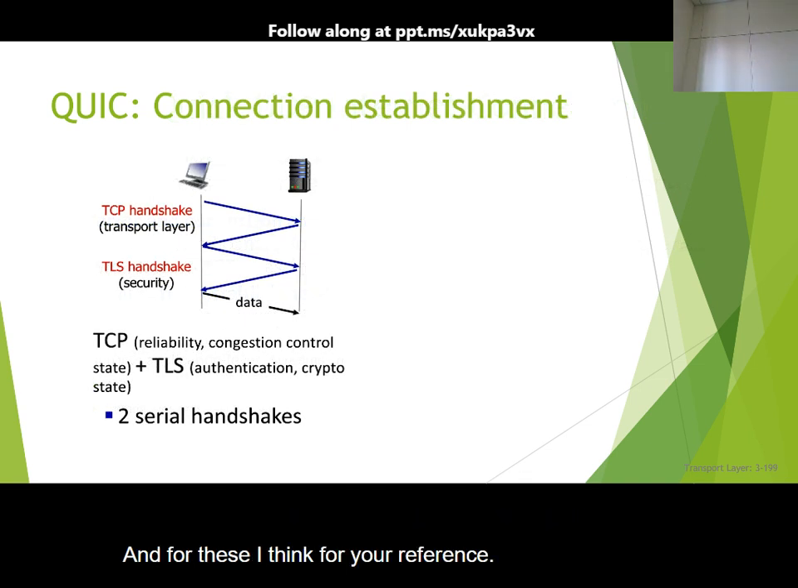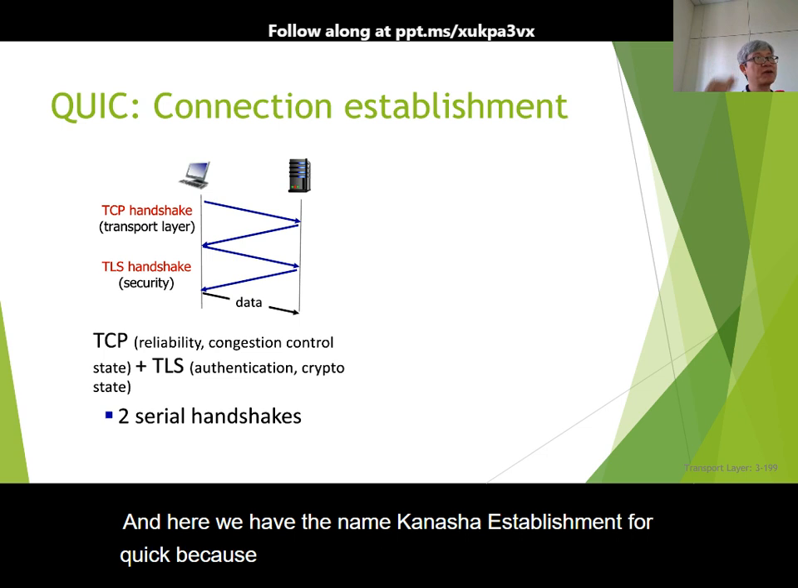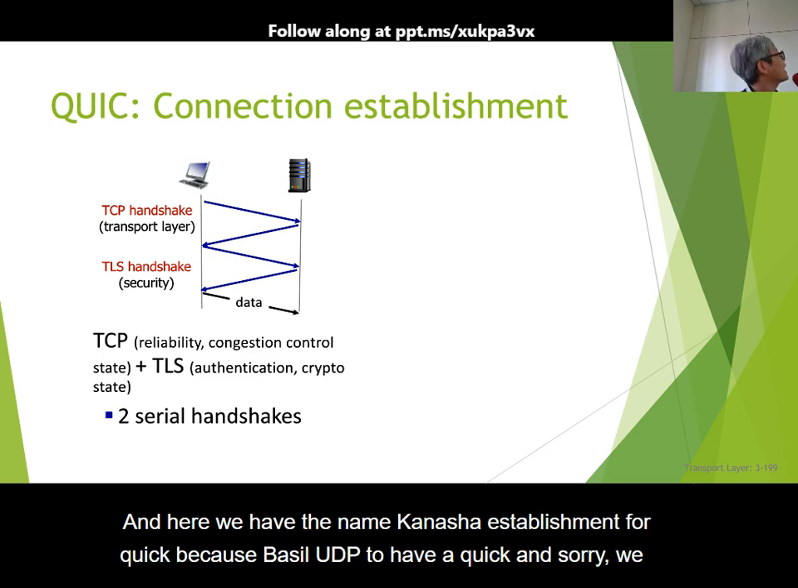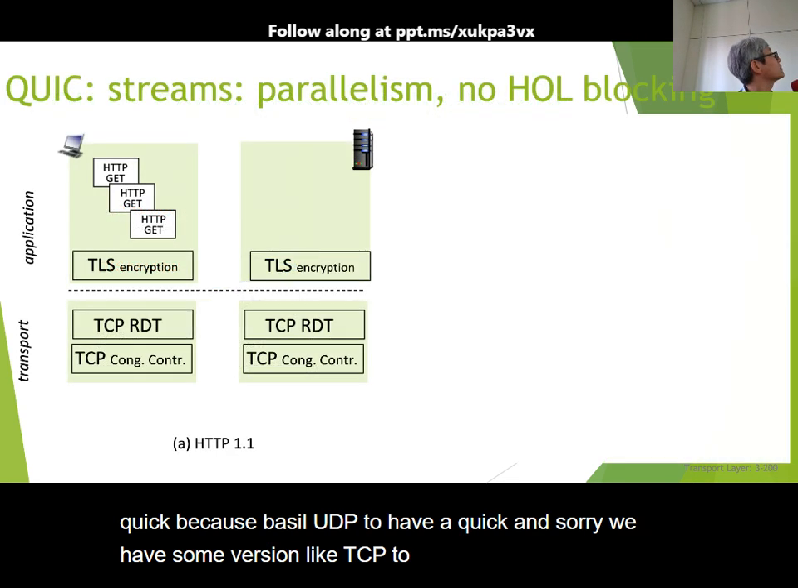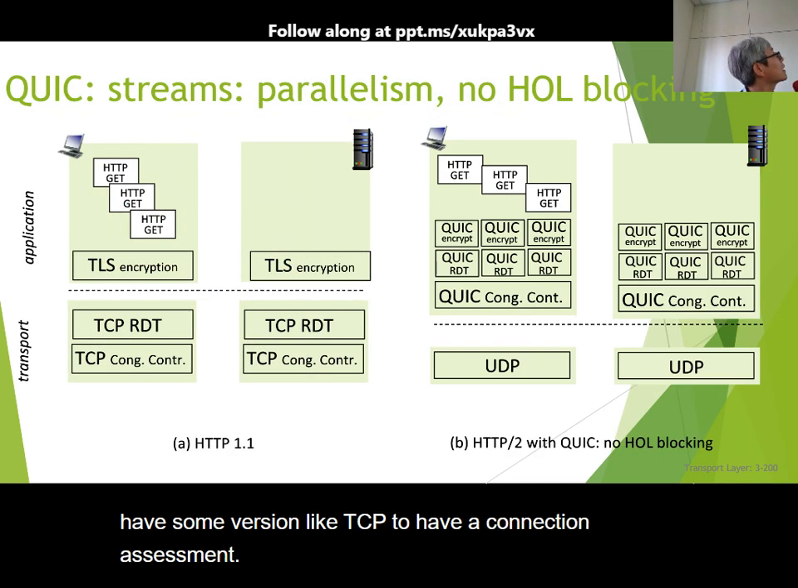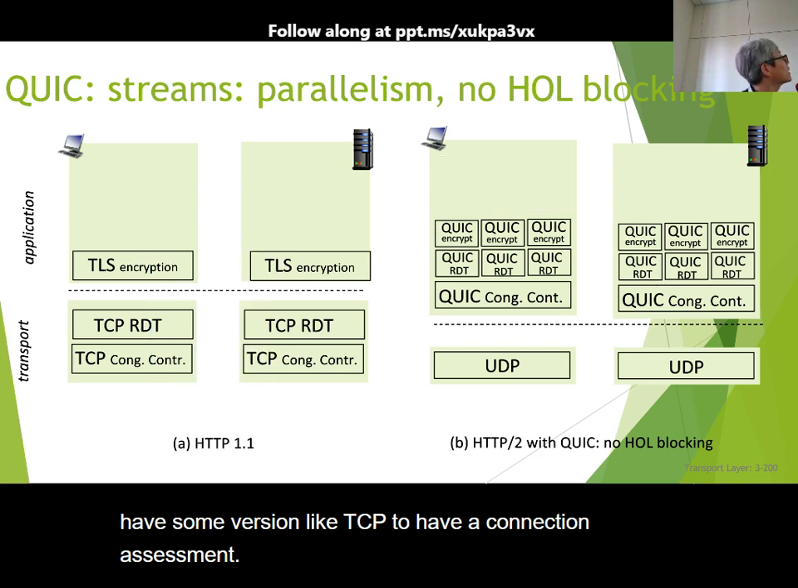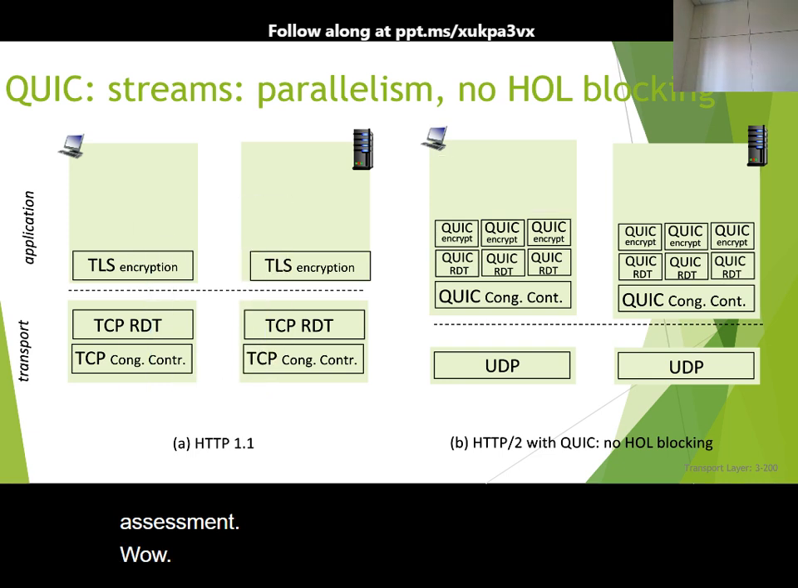And here we have the new connection establishment for QUIC, because it is based on UDP. And we have a version like TCP to have a connection establishment. So this is the new version 3, but right now it's HTTP 1.1, 2, and the others.